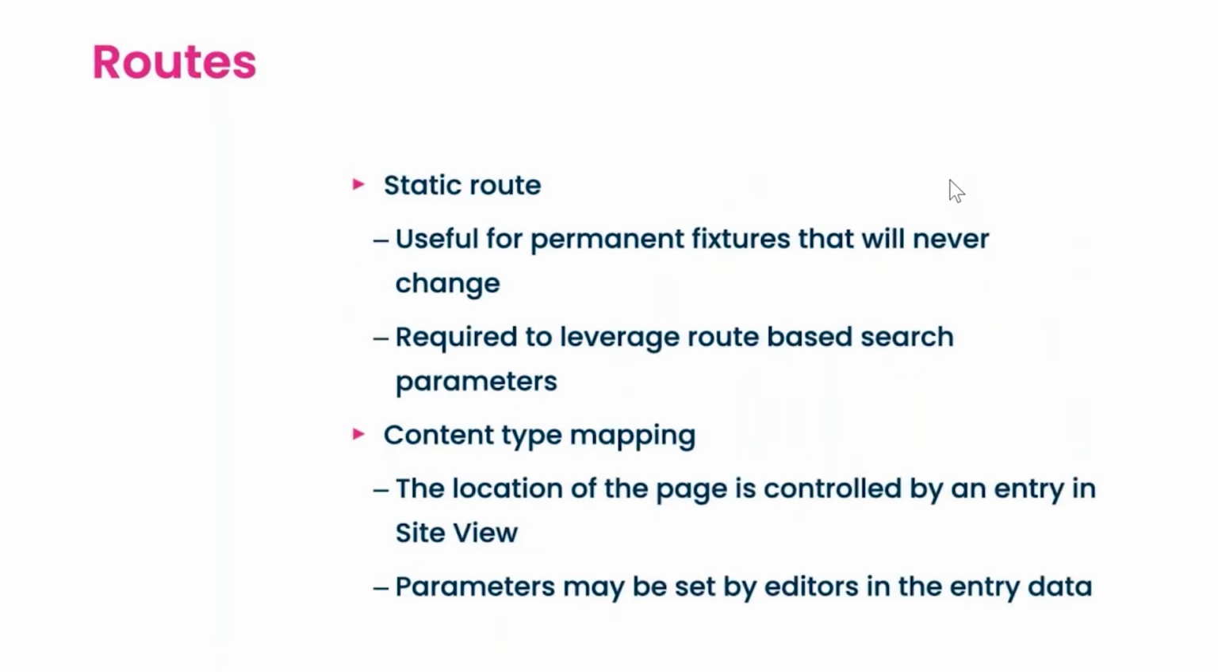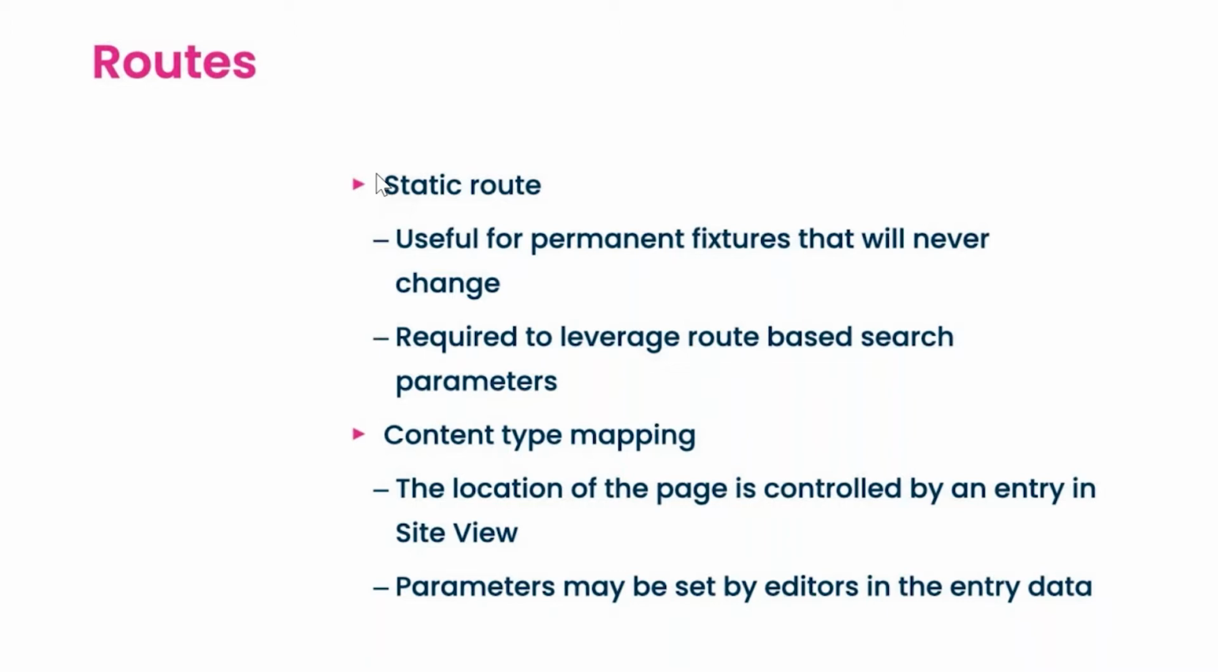Next thing we need is routes in our application, and routes in a Contensis React-based application will either take the form of a static route or a content type mapping. A static route is something any JavaScript developer should be familiar with. It's basically a permanent fixture in the site that will never change.